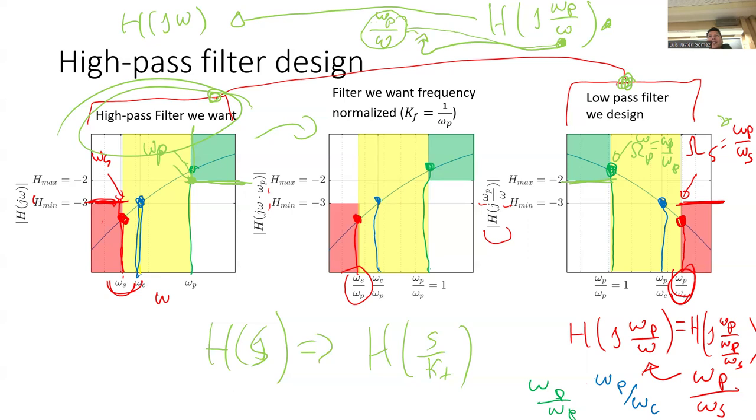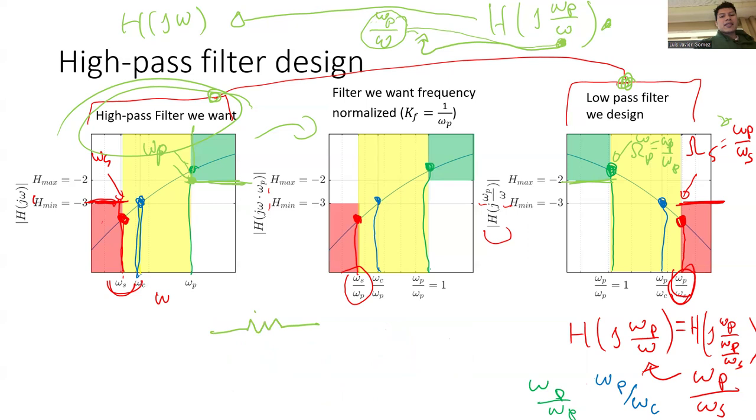So now, if I want to go from S to omega P over S, what do I have to replace every S by? Omega P over S. Exactly. So basically, I'm going to define an S prime equal to omega P over S, and that's how I'm going to translate my circuit. Okay, what does that mean in terms of the individual constituent lumped elements?